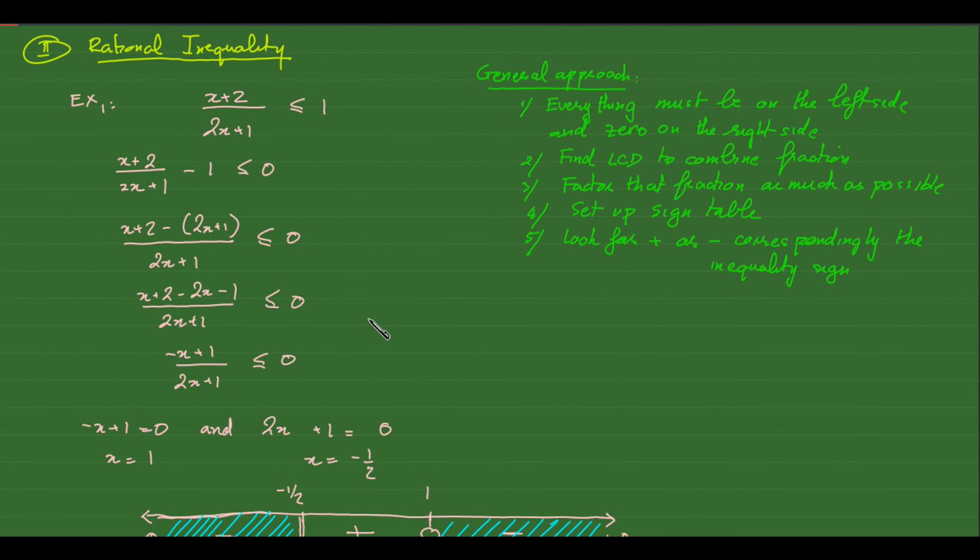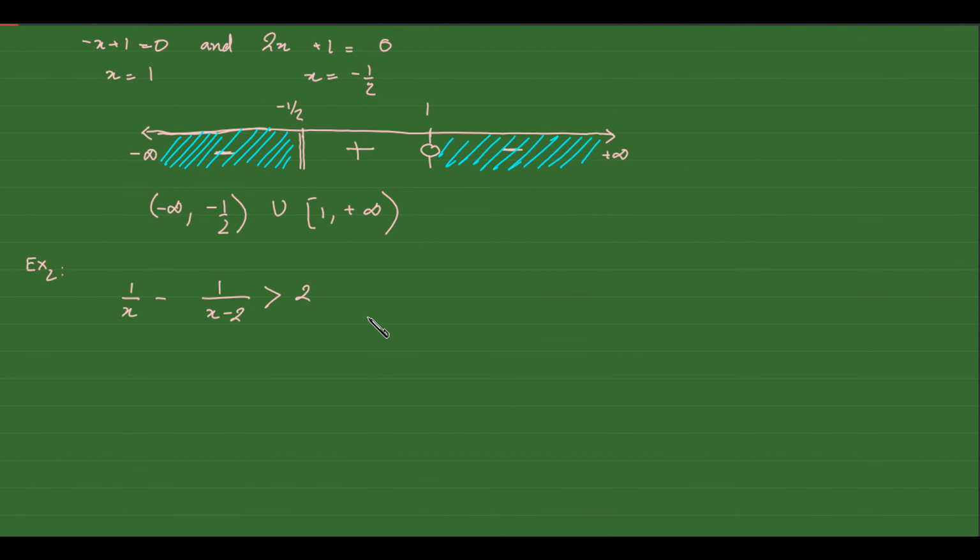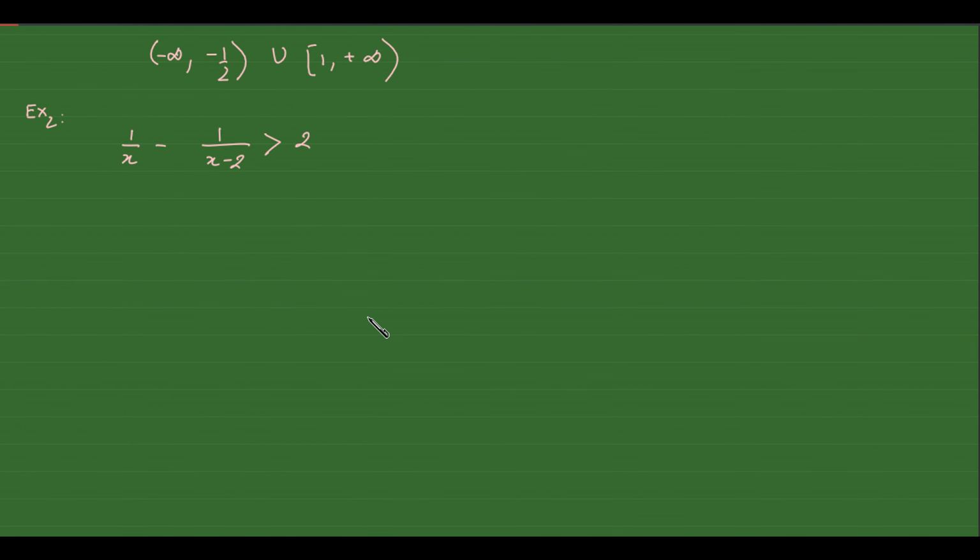How about this one? 1 over x minus 1 over x minus 2 greater than 2. Okay, greater than 2. Again, I'm going to bring everything to the left. So I'm going to have 1 over x minus 1 over x minus 2 minus 2 greater than 0.